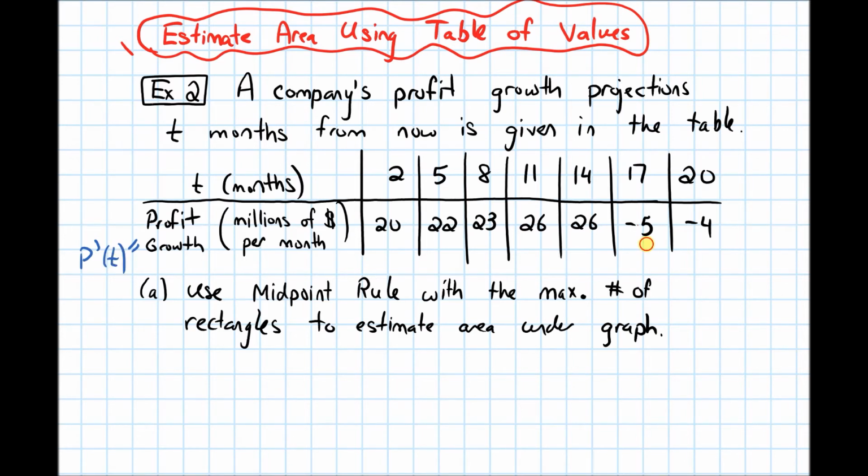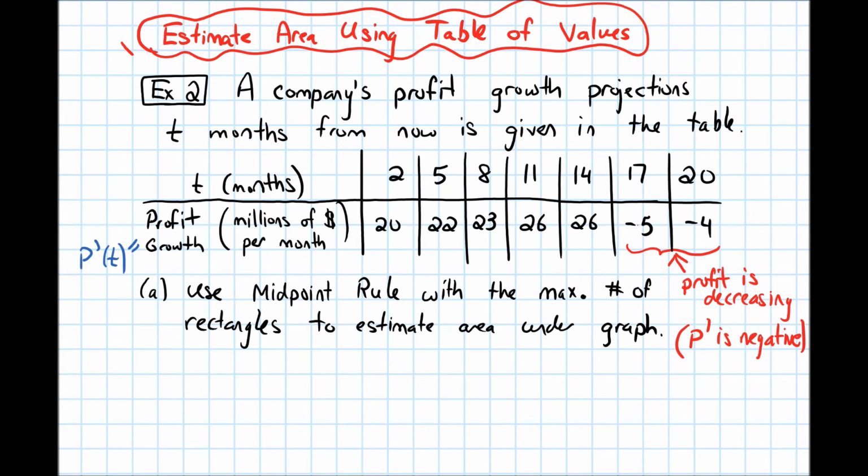And the other comment is that some of these values in this row are negative. And what that means is that the profit is decreasing. At least the company is projecting that their profit would be decreasing here. And when is a function decreasing? A function is decreasing when its derivative, P prime, is negative. But that's exactly what this table is saying. The bottom row is the derivative, and these values are negative. It's saying that the derivative of profit is negative in these two spots.